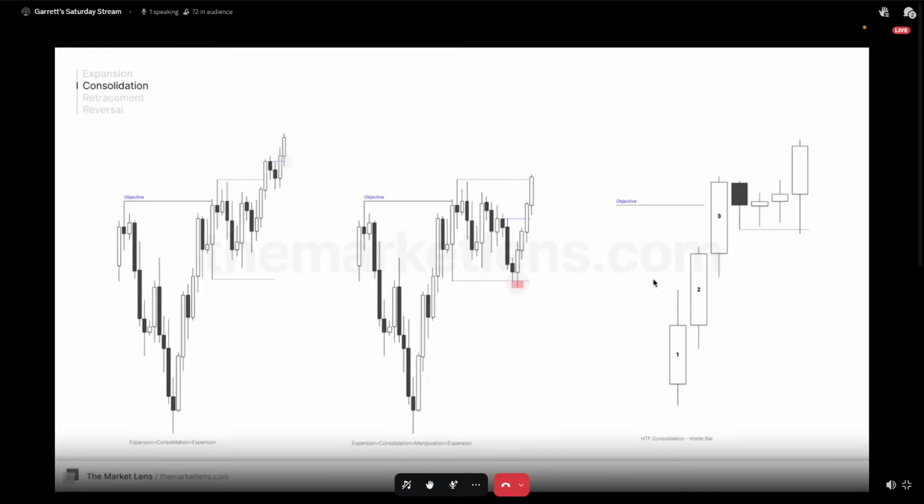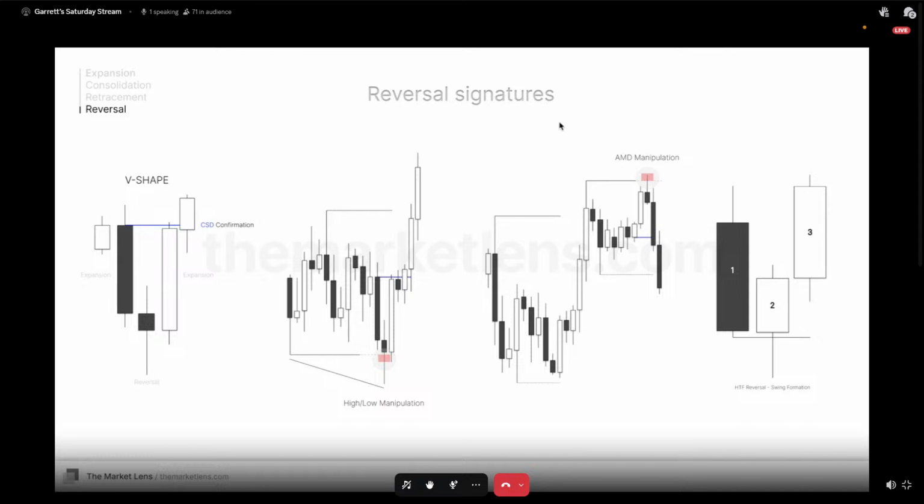So if I go back to over here, this is called AMD continuation, where we trade into a high, we consolidate, we manipulate the range low and continue. This is AMD reversal, where we trade into a reversal point, we don't initially reverse, we consolidate. So we manipulate and could expand, right? And this is obviously the higher time frame signature for reversal. It's just a swing formation, right?